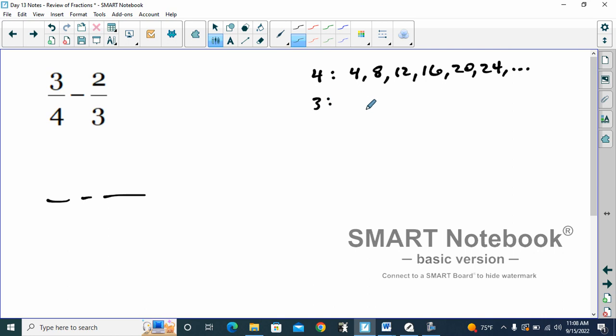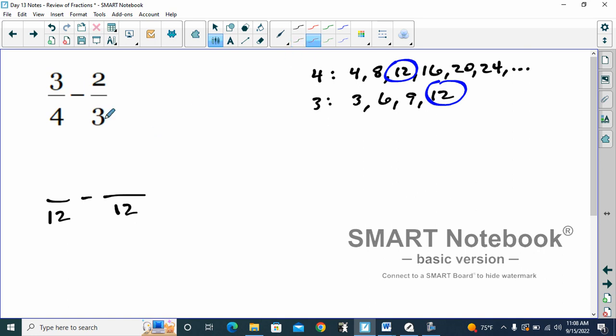Multiples of 3, I'm just listing them until I see one up here. Start with 3, plus 3 is 6, is not up here. Plus 3 is 9, is not up here. Plus 3 is 12, is up here. There's my least common multiple, 12. That is going to be the denominator on both. Again, we only need a common denominator if we are adding or subtracting.